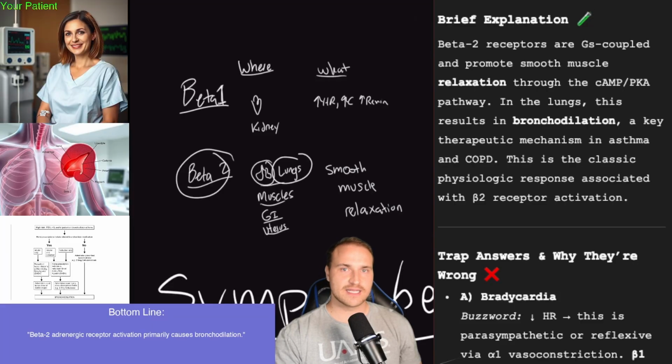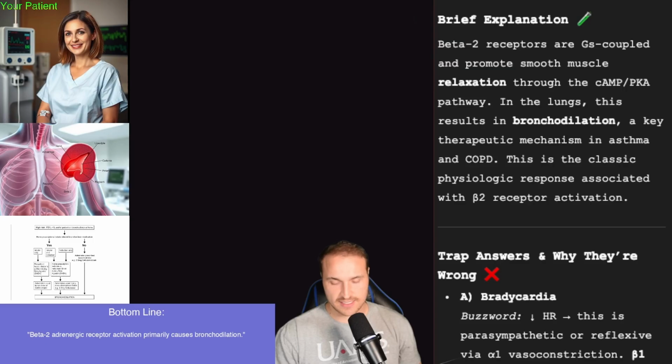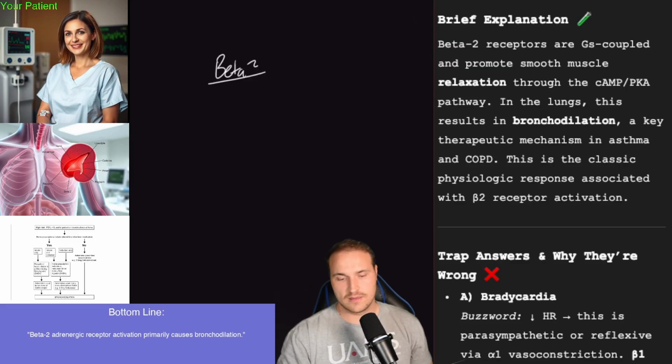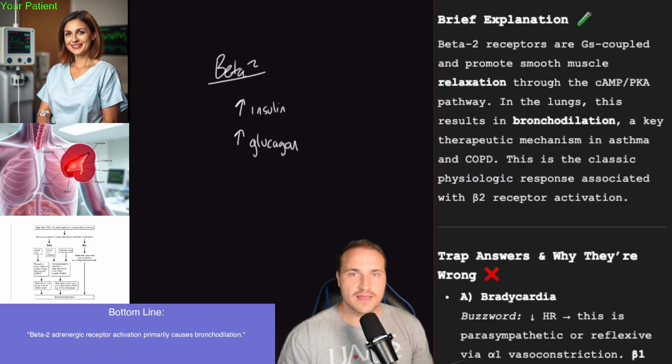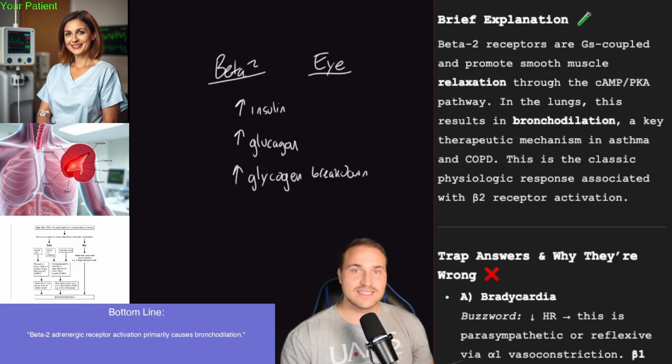The pancreas and the liver, well, there we have to go into a little bit more detail, but not too much because, again, we're super high yield on this channel. We like to go into just the right amount of depth. Beta-2's effect on the pancreas and liver would be increased insulin, increased glucagon, and increased glycogen breakdown. It can also act on the eye, and that's interesting because that's actually going to decrease the aqueous humor production. All right, so that's what the beta-2 does.